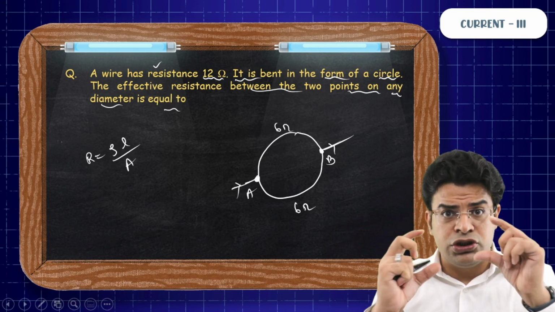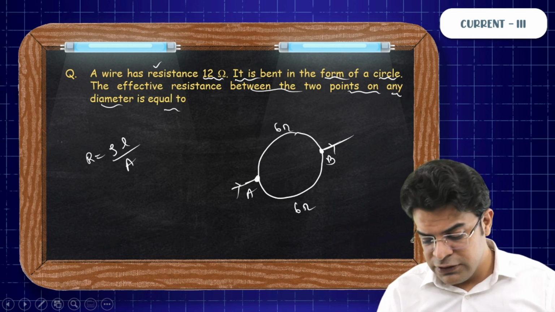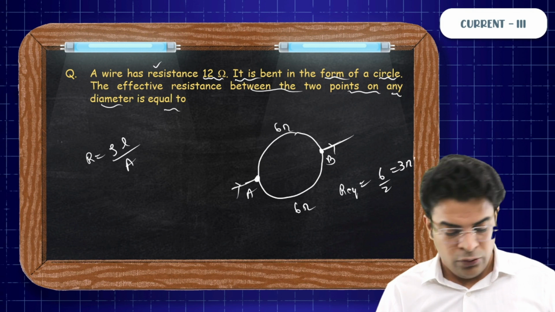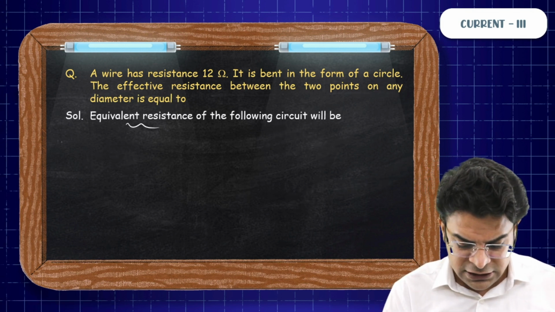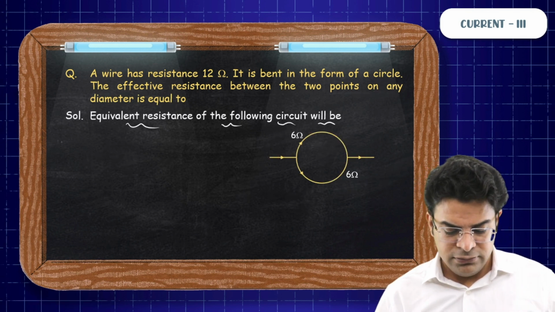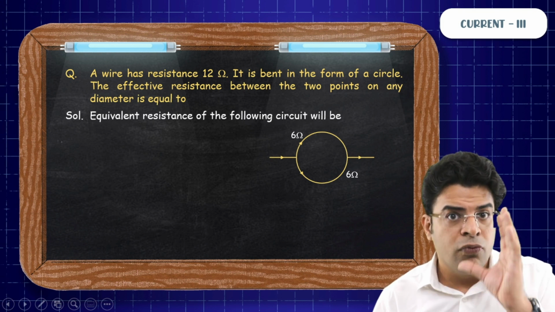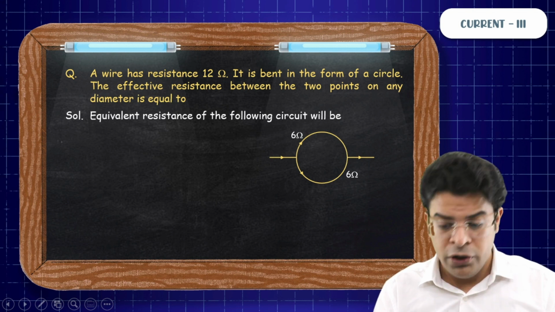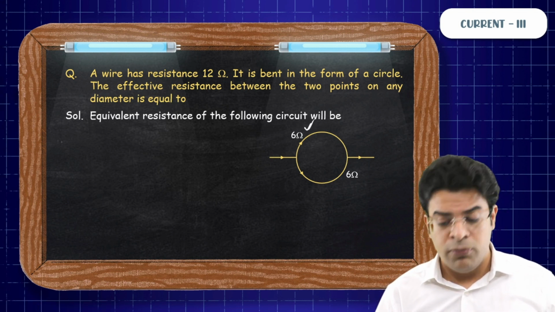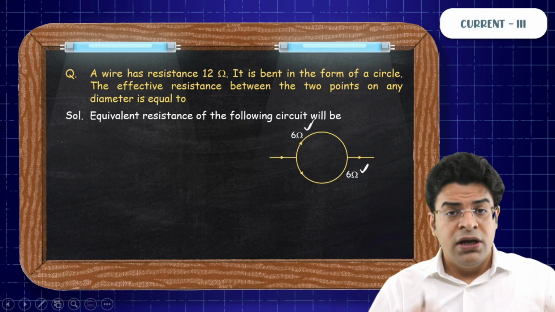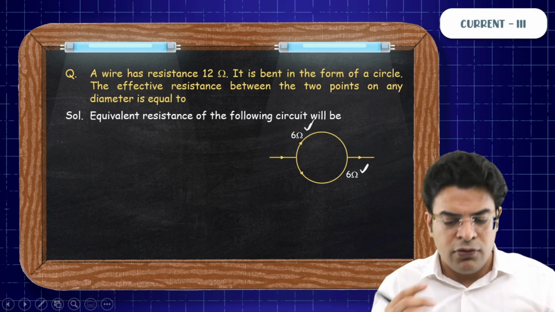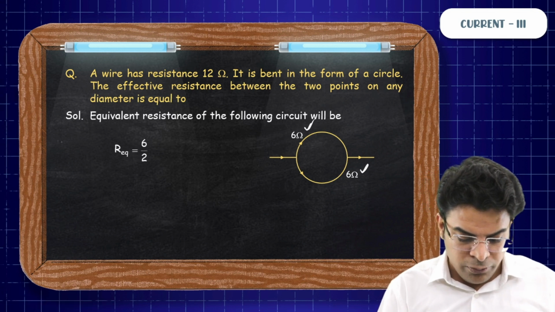Now these two 6 ohms are in parallel. So you will say that the R equivalent has to be equal to 6 by 2, that will be 3 ohm. So equivalent resistance of the following circuit will be, rethink of the circuit. The whole ring has got resistance of 12 ohm. So the upper half will have 6 ohm, the lower half will have 6 ohm, and these two 6 ohm resistors are in parallel. So the R equivalent has to be nothing but 3 ohm.